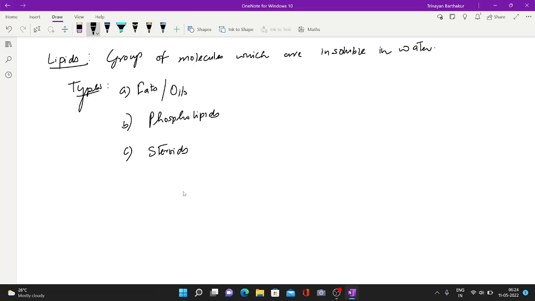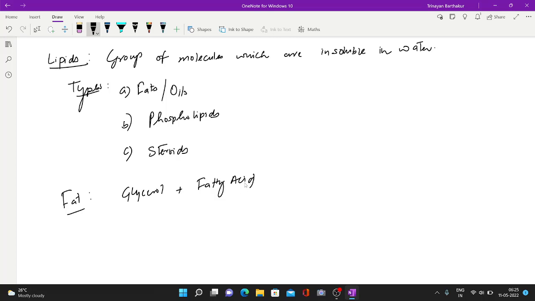Now let us start with fats. What exactly is a fat? Fat essentially means glycerol plus fatty acid. Glycerol plus fatty acid essentially gives you fat.